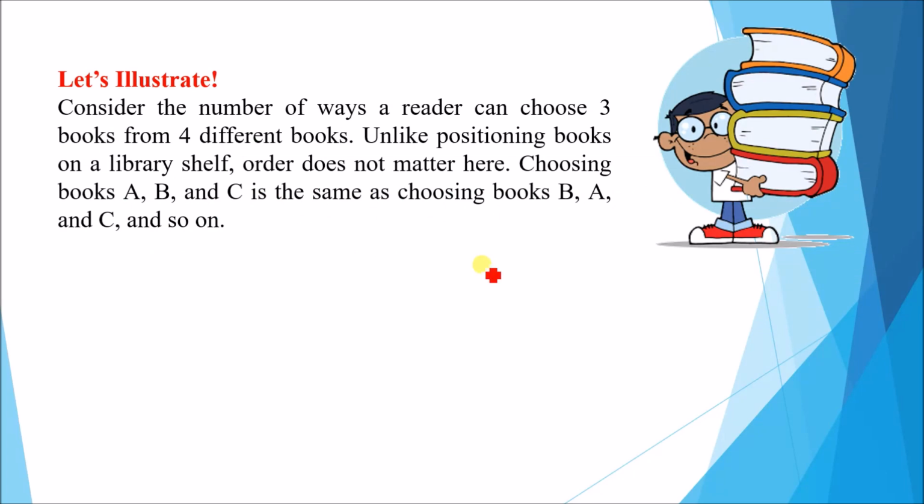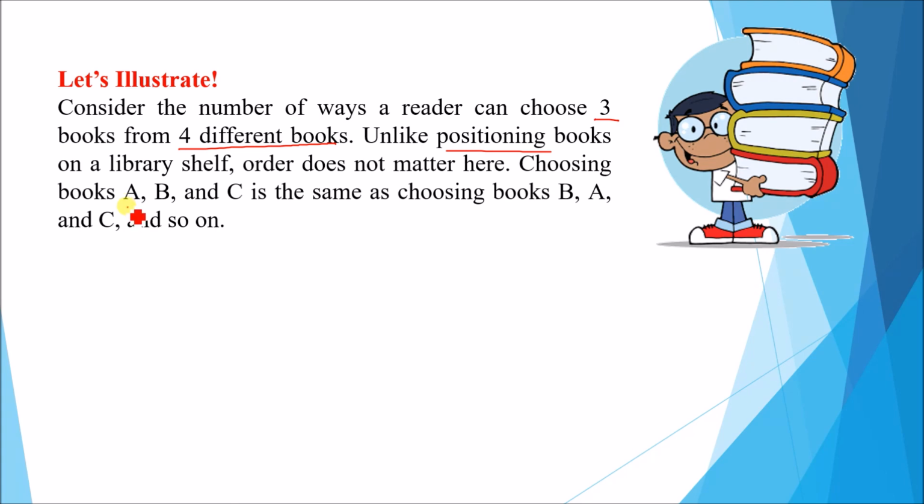So, illustrate ulit natin. Kunwari, ikaw ay isang reader. You are going to choose books from a set of books. At this point, we are going to choose 3 books from 4 different books. Unlike during our previous discussion about permutation, positioning is very important. Yung arrangement ay importante. But pagdating dito, order doesn't matter because, again, you are going to choose from the books.